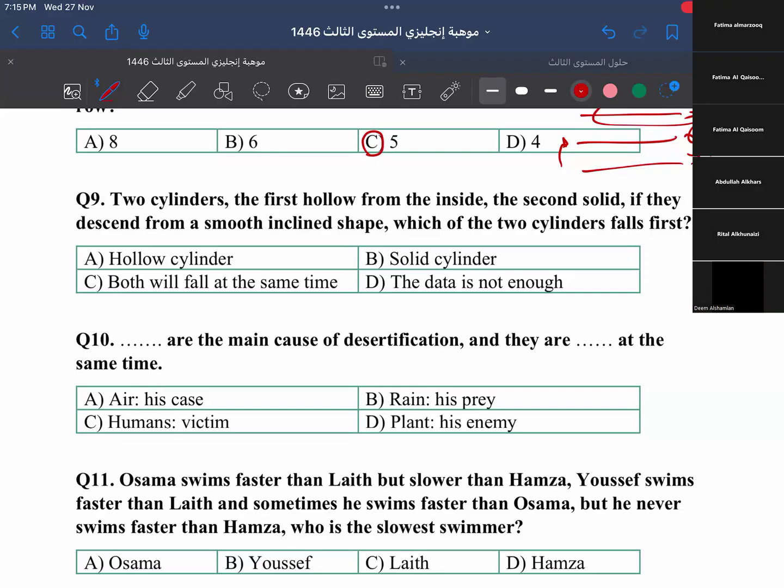Yeah, so you think it is solid because the effect of gravity is greater on solid ones. Okay. So, although your answer has a correct science principle, here the answer actually will be C. They will both fall at the same time because of the smooth inclined shape. The smooth here indicates that there is no friction affecting the fall of these items.